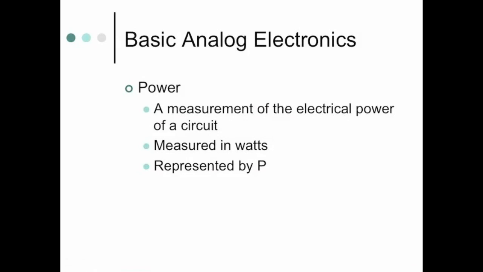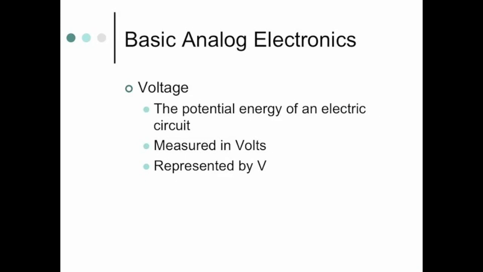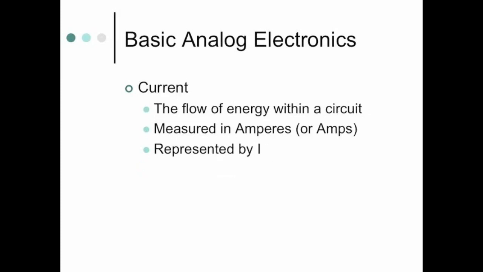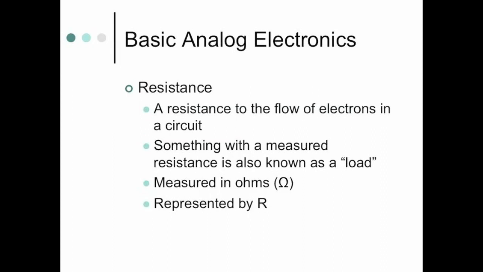Power in a circuit is the measure in watts represented by P. There's a couple other ways to represent power, like horsepower, right? You think of your car as horsepower. That can actually be converted into watts, because watts and horsepower are both measures of power. Voltage is potential energy of an electric circuit measured in volts, represented by V. Current is the flow of energy within a circuit measured in amperes, represented by I. Amperes or amp.